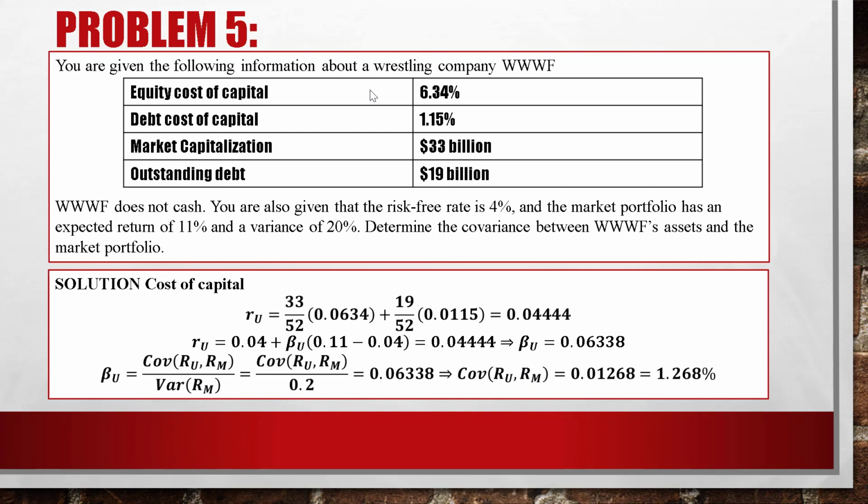And from here, we use the formula for beta in order to find covariance. Beta is equal to the covariance between the asset and the market portfolio over the variance of the market portfolio. And from here, we solve for covariance. So we got 1.268% for covariance.